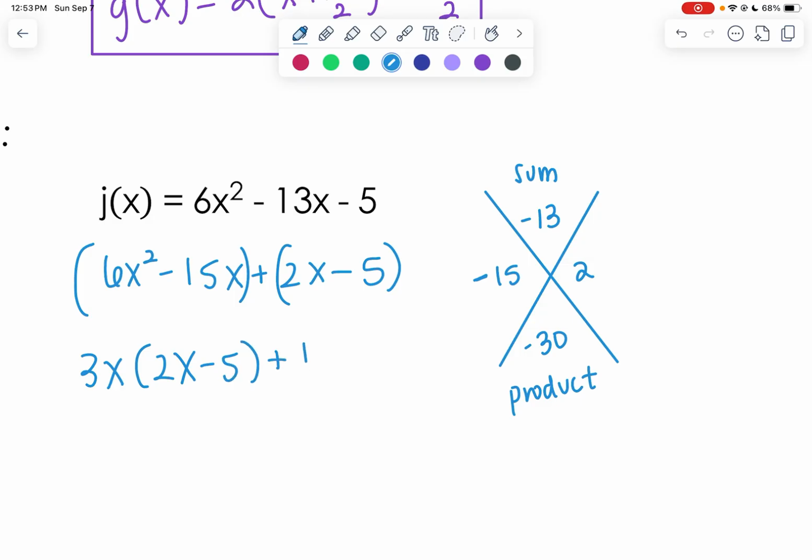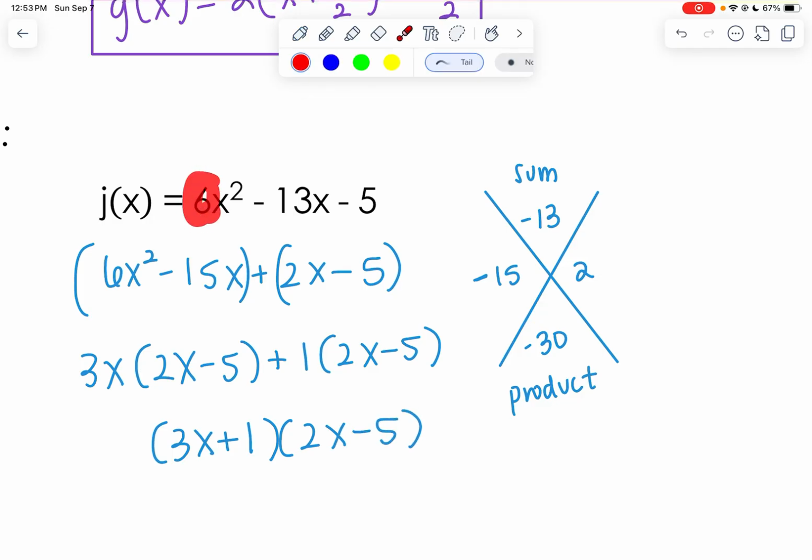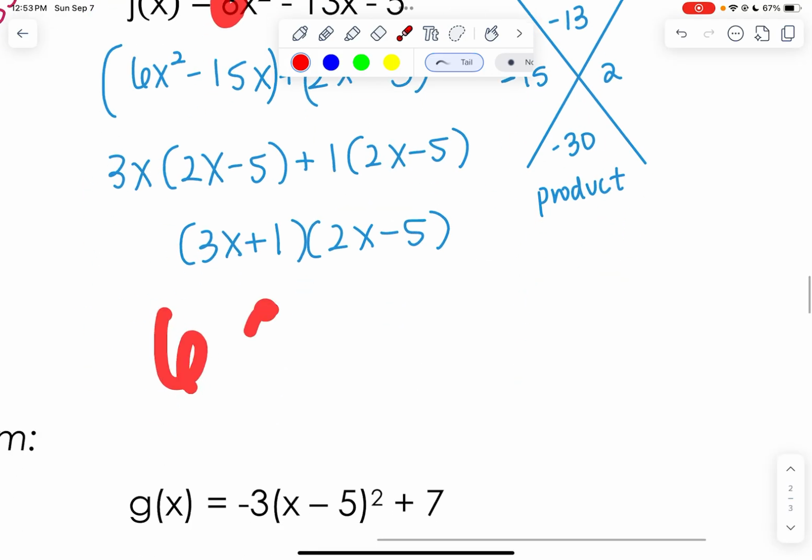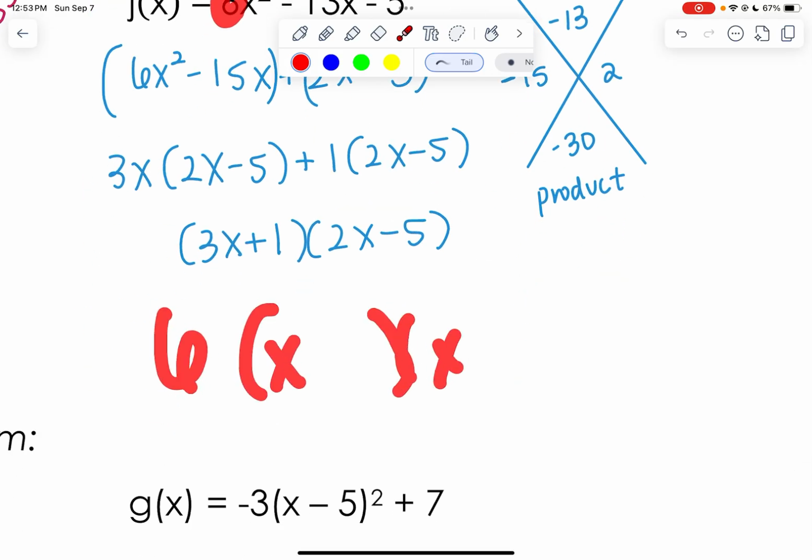And then in the second half, I could take out a 1, which leaves you with 2x minus 5. So one of my factors is 3x plus 1, and my other factor is 2x minus 5. Now, I have to factor out a 6. A is 6, right? So I need to have 6 out front with everything else with x.